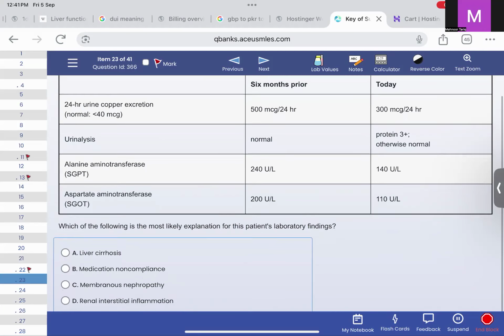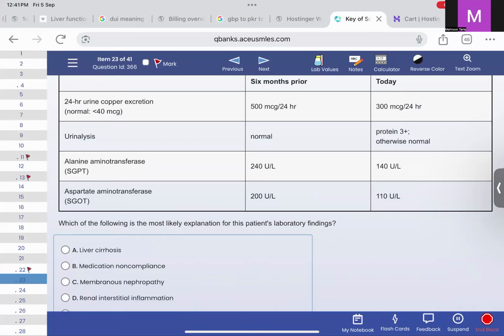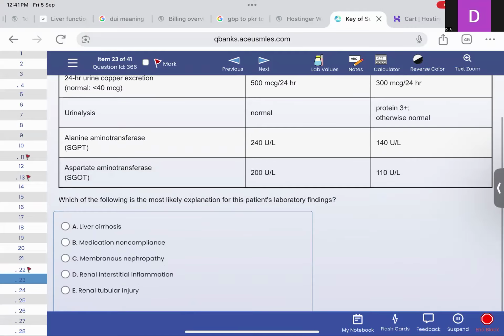Urine analysis was normal, and yesterday protein was 3 plus. 3 plus is like the nephrotic range. She has ALT and AST, they're actually decreased. Which of the following is most likely explanation for the patient's laboratory findings? So she's using penicillamine and she's having a nephrotic range, so that's membranous.